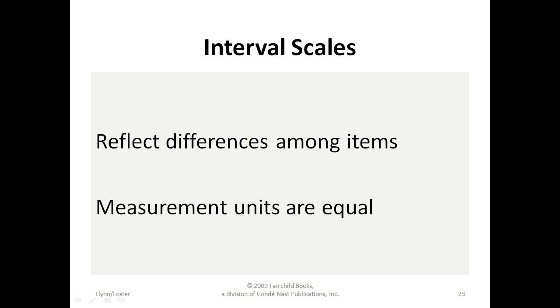Next scale is the interval scale, and it reflects differences among items, and the measurement units are equal amounts or distances, unlike the ordinal scale, but they have no true 0 point. And you can find the mean, the median, the mode, the standard deviation, and the product moment correlation coefficient for this. An example of this is when you look at a temperature scale, 0 degrees Fahrenheit does not mean no heat at all. But there is an exact amount of difference between 1 degree and 4 degrees Fahrenheit.